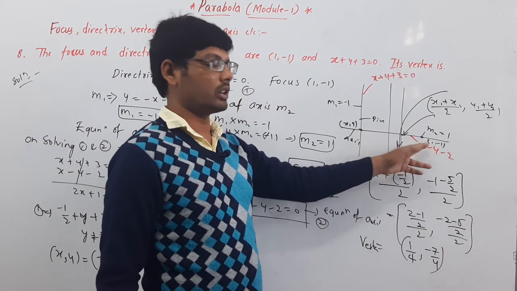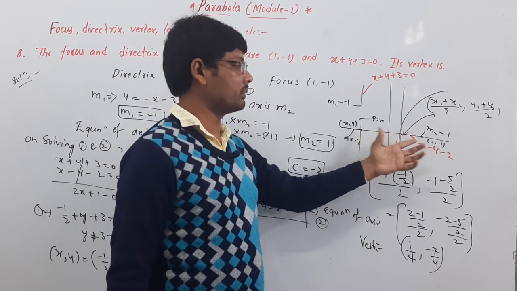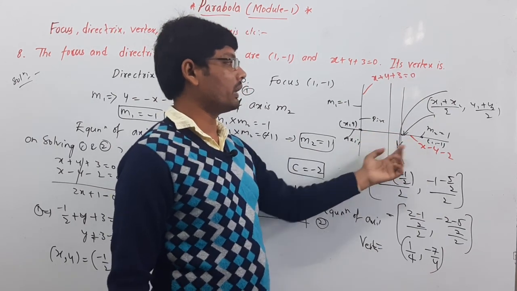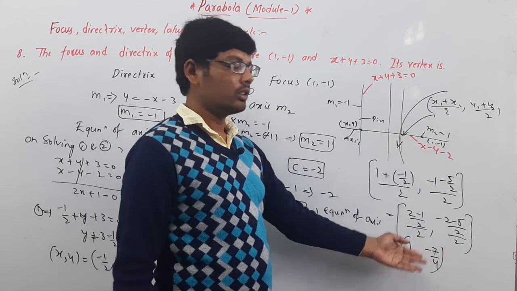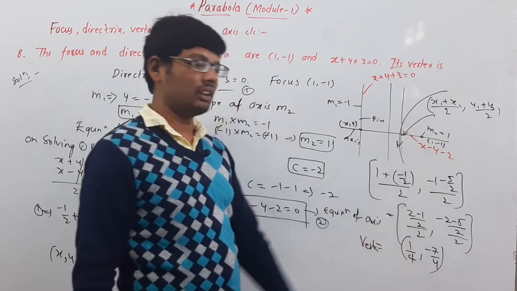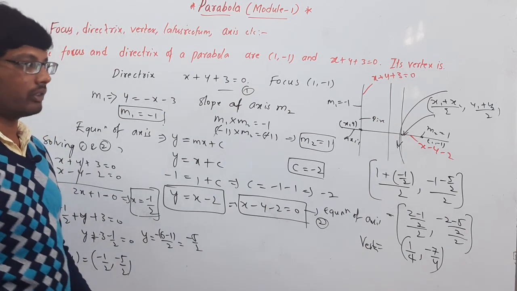So already we have the focus, we need to find the vertex. The vertex is the midpoint of these two points. So after getting the values here, if you substitute in the midpoint formula, we will get the vertex here. This is all about the solution of this question.